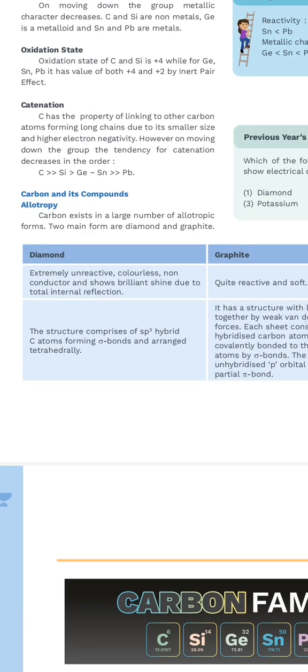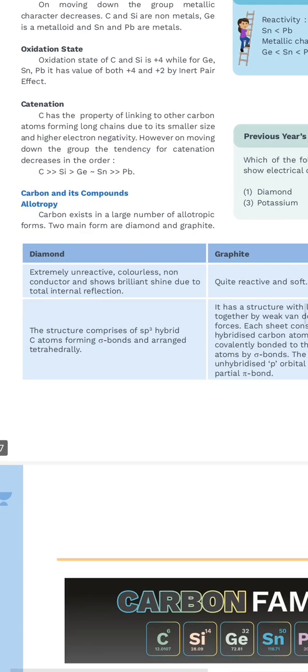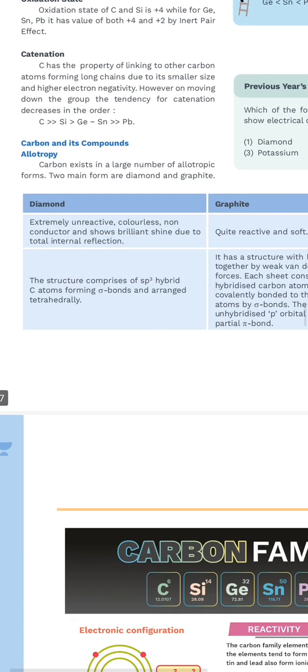Next is catenation. Carbon has the property of linking to other carbon atoms, forming long chains due to its smaller size and high electronegativity. However, on moving down the group, the tendency for catenation decreases in the order.